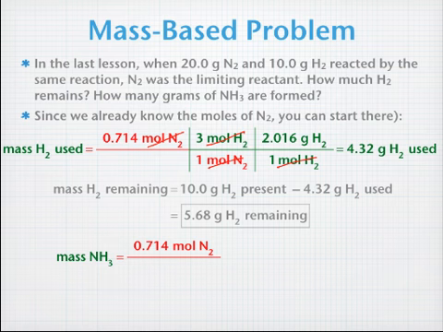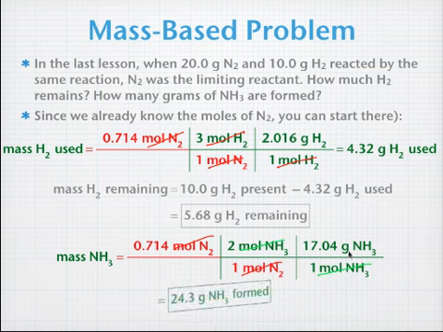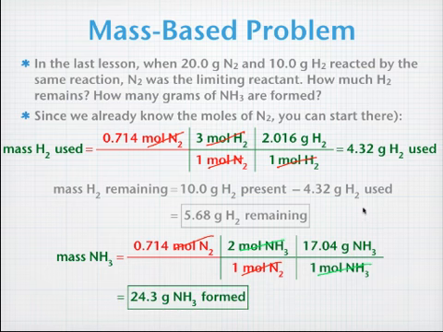Start again with the 0.714 moles of nitrogen. We're going to multiply by 2 moles of ammonia over 1 mole of nitrogen. We're going to multiply by 17.04 grams of ammonia in 1 mole. And let's see what cancels here. Moles of nitrogen cancel with moles of nitrogen. Moles of ammonia cancels with moles of ammonia. We're left with 24.3 grams of ammonia formed.